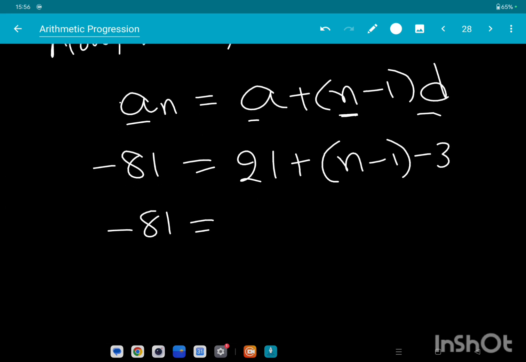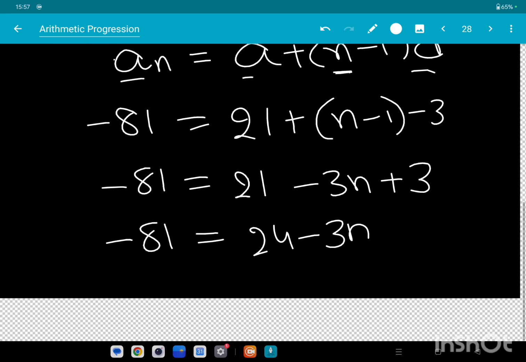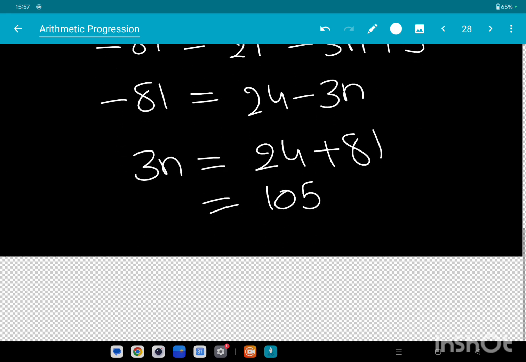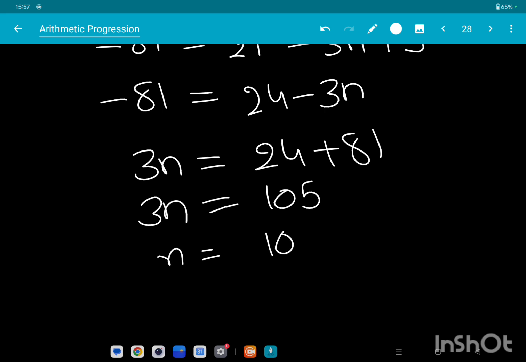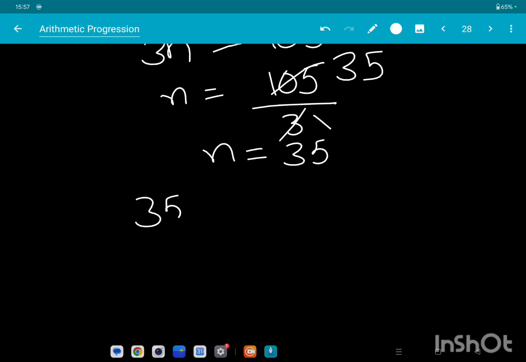Here minus 81 is equal to 21 plus (n minus 1) into minus 3, that is 21 minus 3n plus 3. Minus into minus is plus, and 3 ones are 3. So minus 81 is equal to 24 minus 3n. If I solve this, I get 3n is equal to 24 plus 81, which is 105. 3n is equal to 105. n is equal to 105 divided by 3. 3 3s are 9, 3 5s are 15. So here the n value is 35.